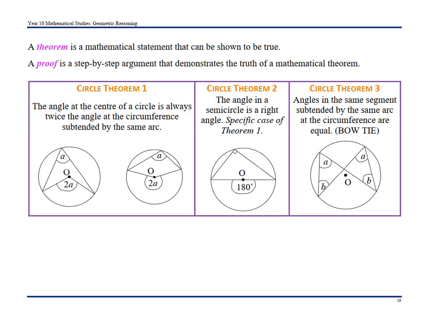Now let's start looking at our theorems. Firstly, a theorem is a mathematical statement that can be shown to be true, and a proof is a step-by-step argument that demonstrates the truth of the mathematical theorem. So we know with mathematical theorems that things are true, but we go and prove them to be true. We have three circle theorems that we're starting with. The first one is that the angle at the center of a circle is always twice the angle at the circumference subtended by the same arc.